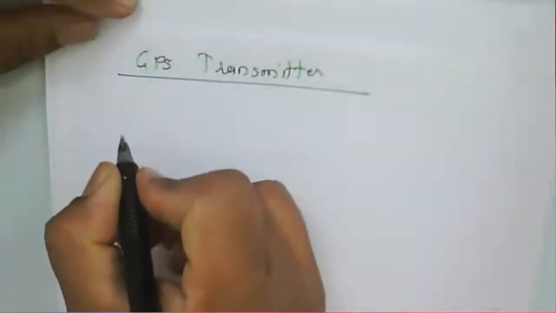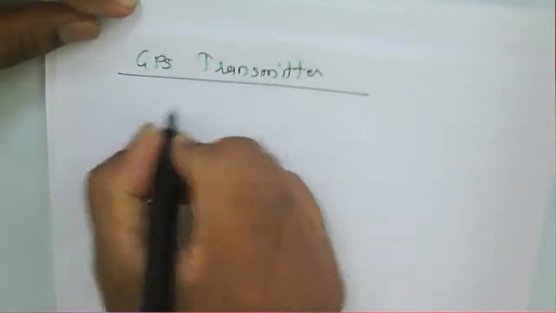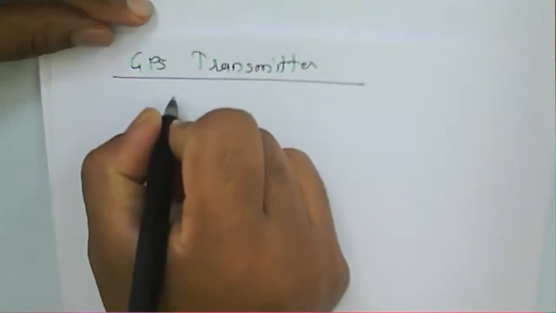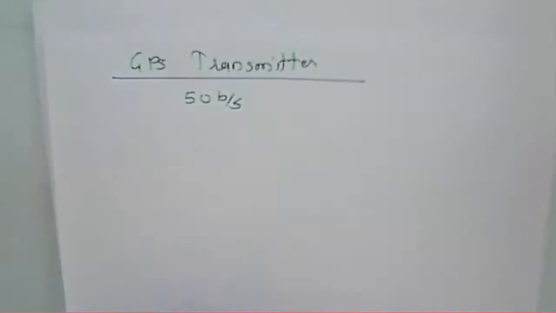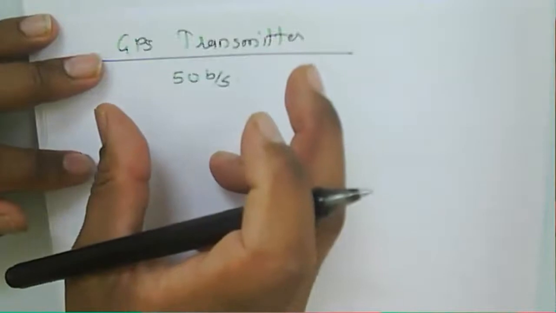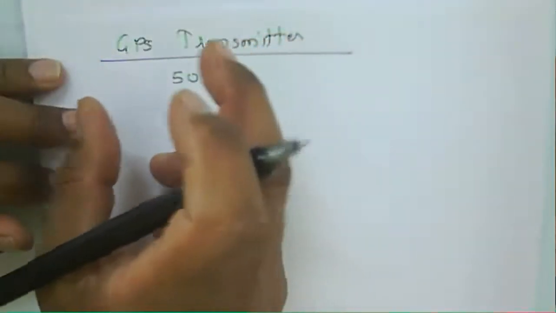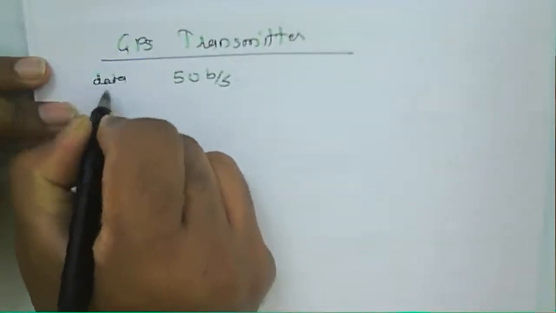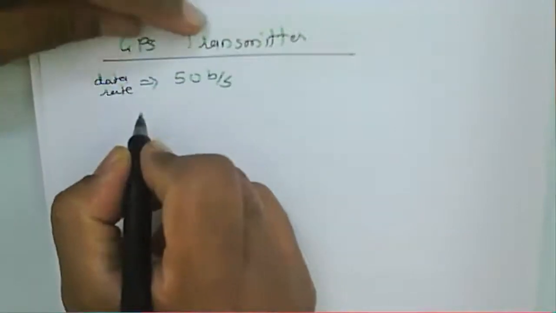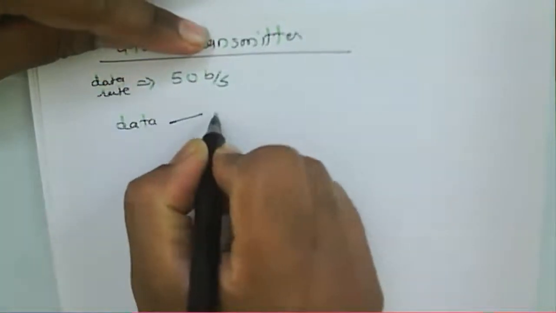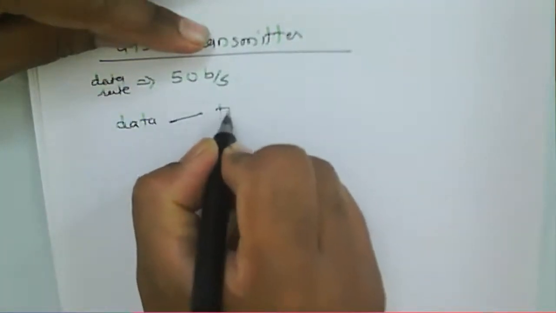Now, if you see here, GPS transmits navigational data at 50 bits per second. That is about the data transmitted by the satellite. It consists of the satellite time. That is about the data rate. And that data has information about time.